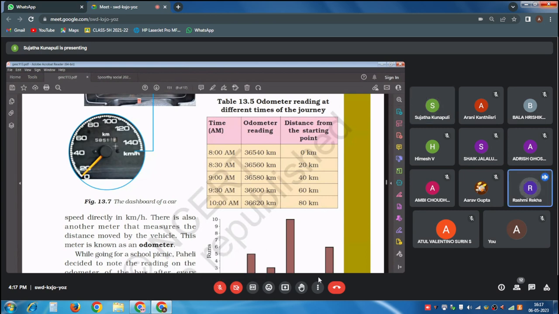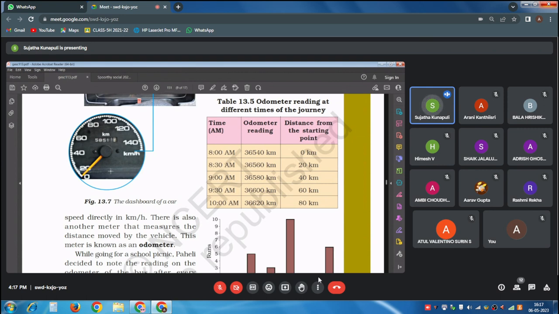Ma'am, nowadays digital is getting common. Digital odometer, digital speedometer, all those things we are getting now digital only. But ma'am, my father's car has an analog speedometer and a digital odometer. Okay, in my father's car.